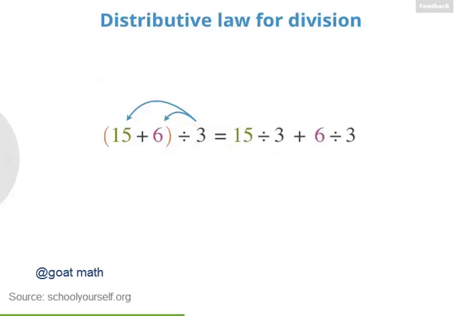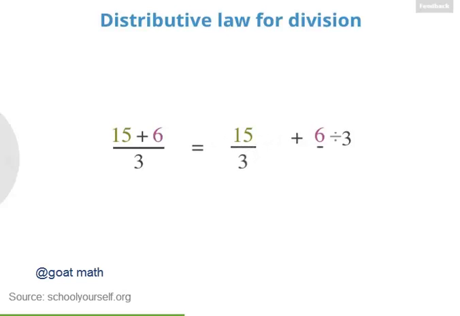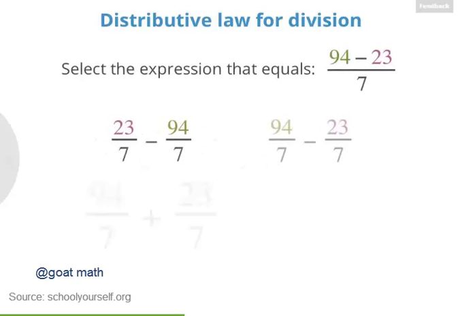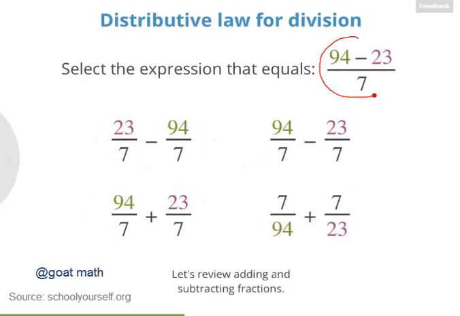And we can also write these divisions as fractions. So (15 plus 6) over 3 equals 15 over 3 plus 6 over 3. So the distributive law for division is actually the same thing as the rule for adding fractions with the same denominator. Keep the denominator and add the numerators. So, by the distributive law for division, (94 minus 23) over 7 is equal to which of these expressions?